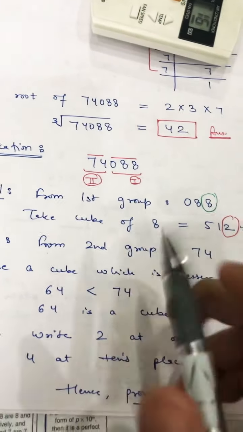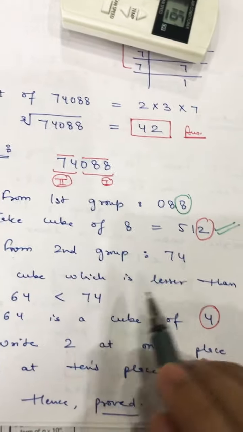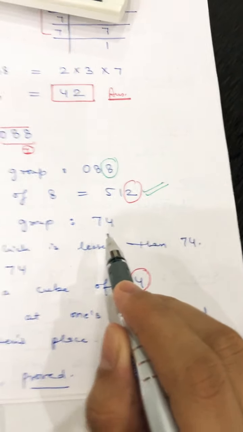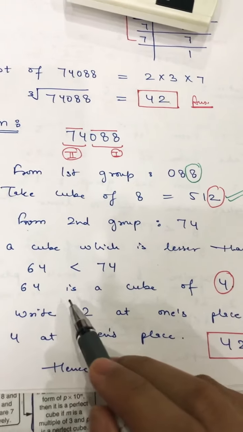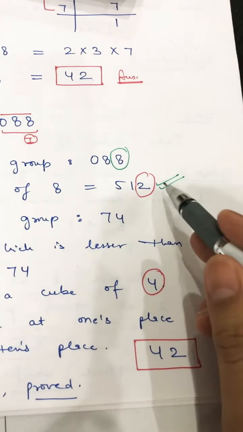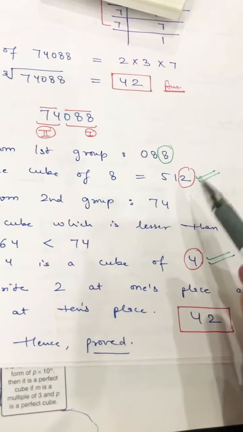Now from the second group, take out 74. Now you have to choose which cube is lesser than 74. So there is a 64. 64 is lesser than 74, and 64 is a cube of 4. So here these two are the values of your answer. Now how do you have to write these two values in the answer?